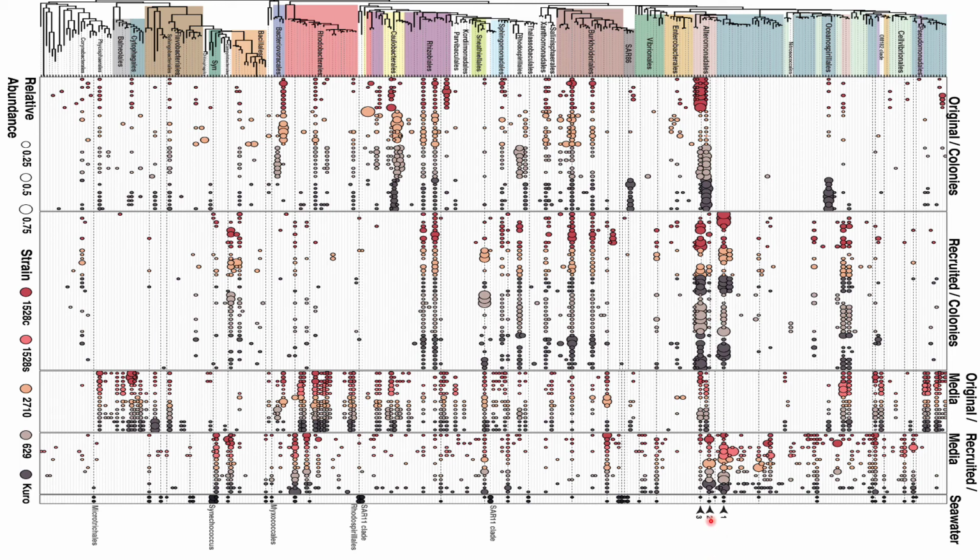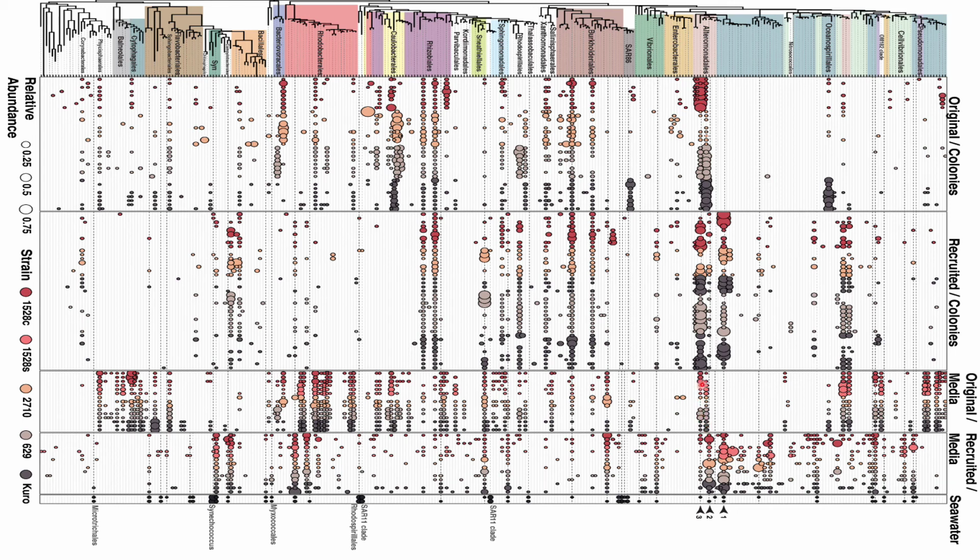And in the second example, we have some ASVs that are present in the seawater, and they are recruited into the media and not into the colonies. And then in the last example that I think is an interesting pattern, we have some ASVs that are present in the seawater, and they're recruited into the media and into the colonies, and they were also abundant in the original samples in the colonies and in the media.